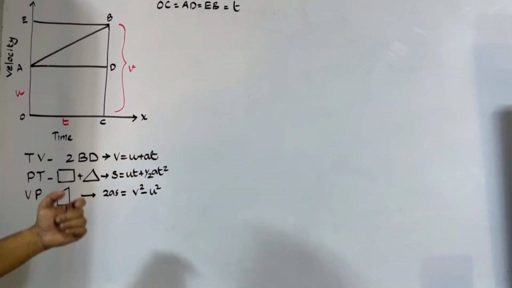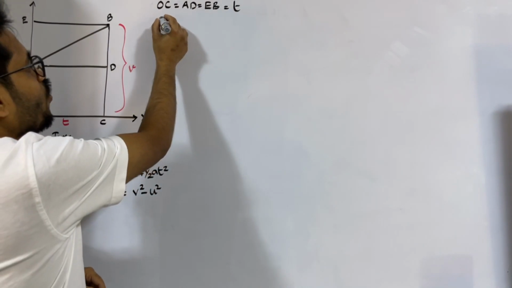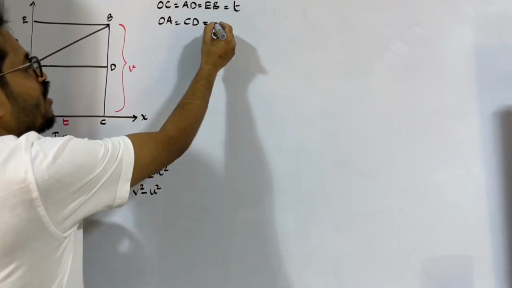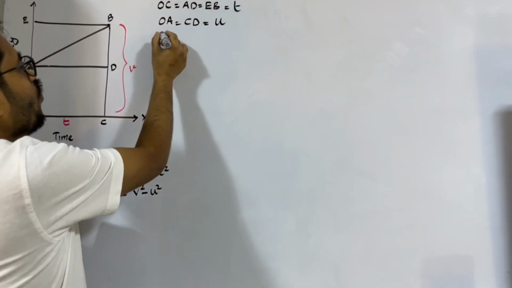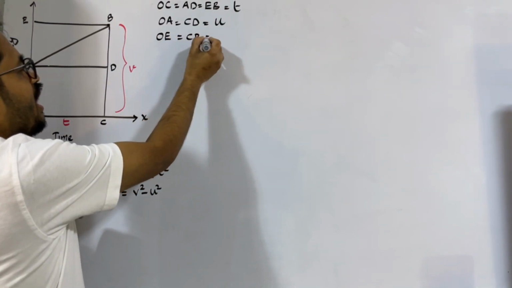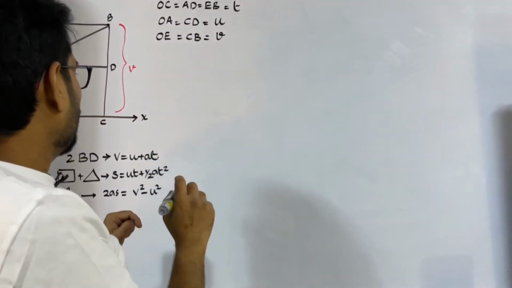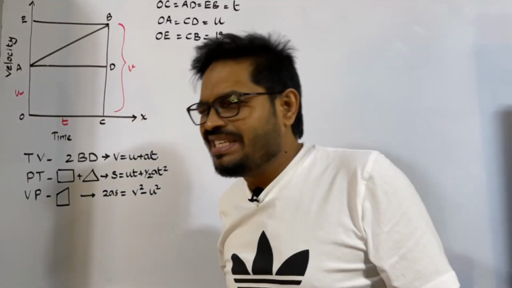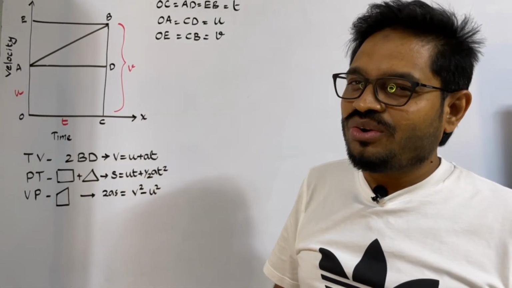Now let us check the next thing. What is that? OA is equal to CD. Alright, OA and CD are the same, so let us write OA is equal to CD, and that is equal to the initial velocity u. And then we have OE, which is equal to CB, and that is equal to the final velocity v. These are the major values we need before we proceed into the derivations, and whatever it is, you are supposed to write all this. And now, which are the three derivations that you are going to face?